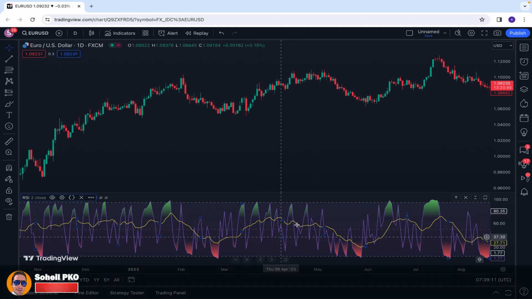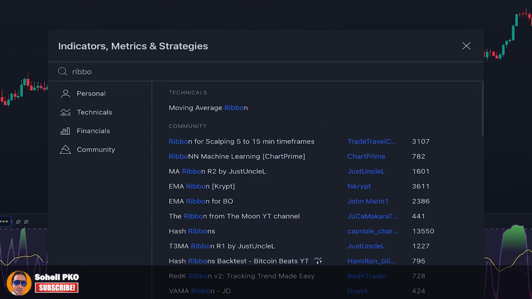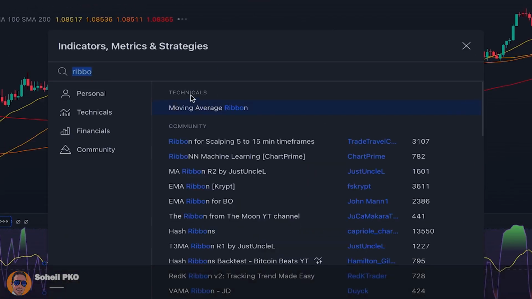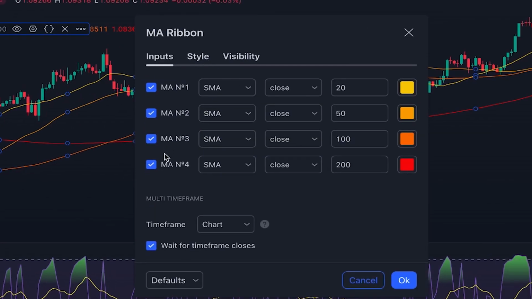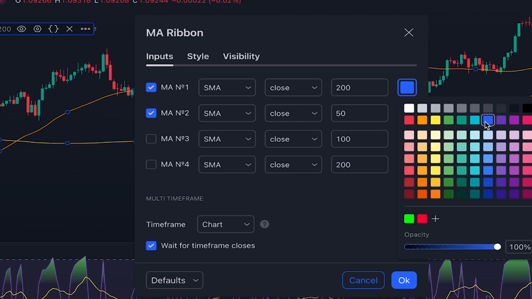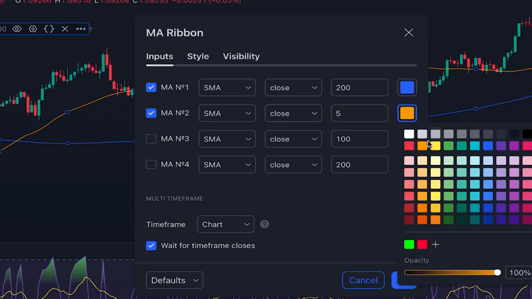Alright, our RSI is ready now, and we need to add 2 moving averages to our chart. So here we click on indicators and we search ribbon. We add this one, which is a built-in indicator on the TradingView platform, and we need to go to the settings of the ribbon, and here in the inputs tab we should remove 2 of them because we only need 2 moving averages. Both of the moving averages should be simple moving averages. For the first one, a length of 200, and let's change the color to, for example, blue, and for the second one, a length of 5, and let's change the color to red.